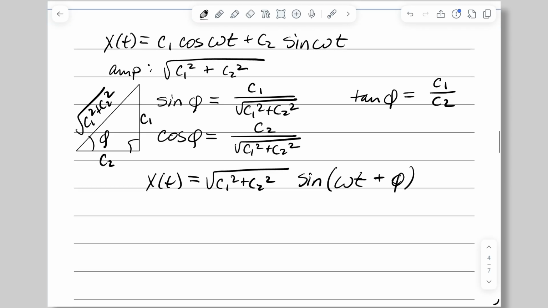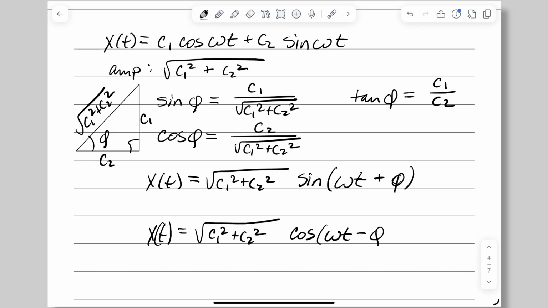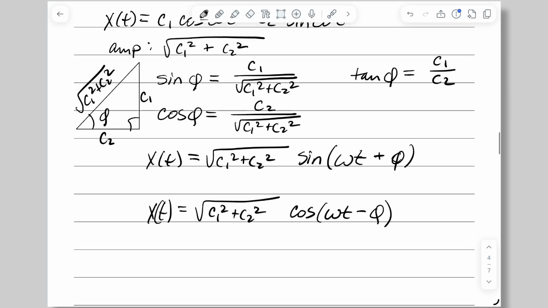On occasion, it's more desirable to express this in terms of a cosine instead of a sine. I would encourage you to review the sum formula for the cosine function to see why x of t would be equal to the square root of c1 squared plus c2 squared times the cosine of omega t minus phi. But in that case, the tangent of phi is going to be c2 over c1.